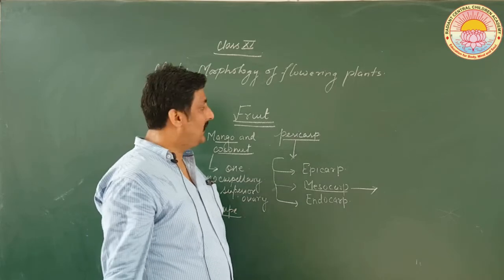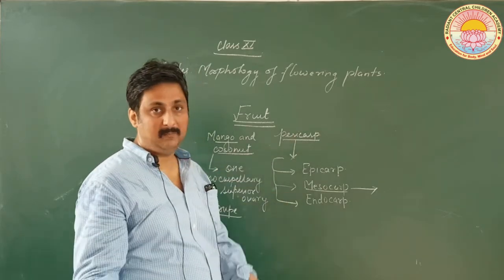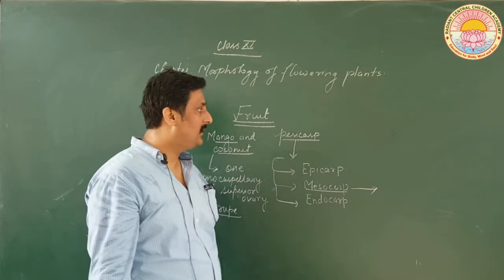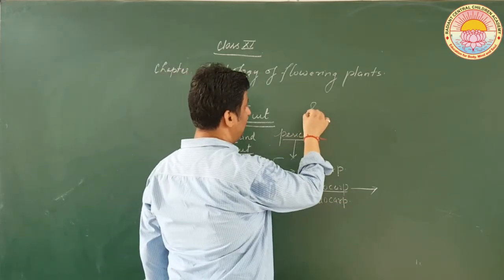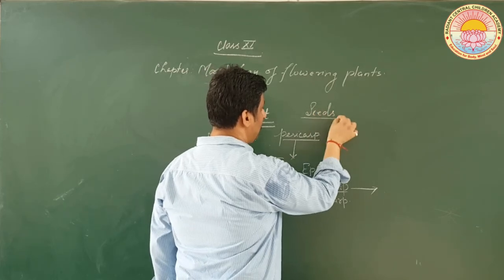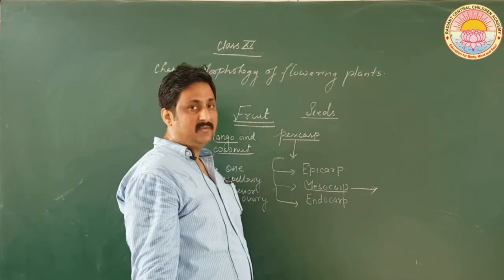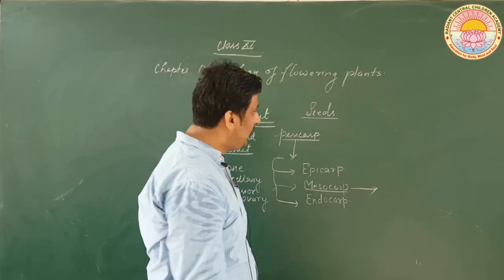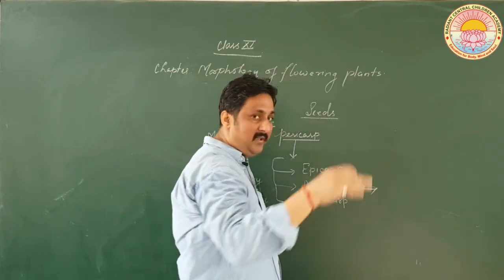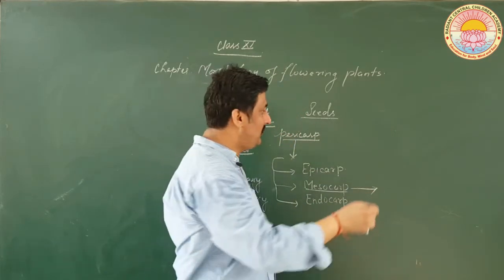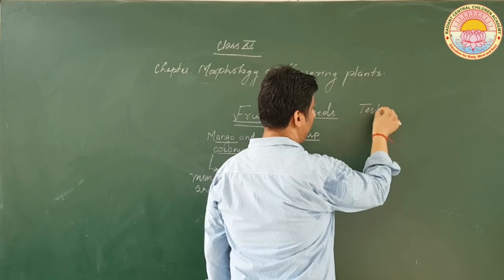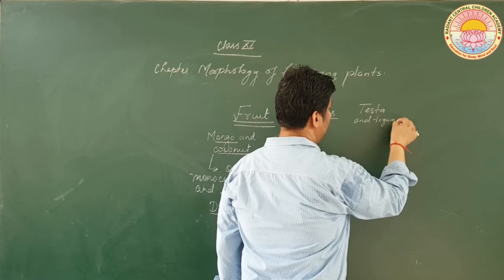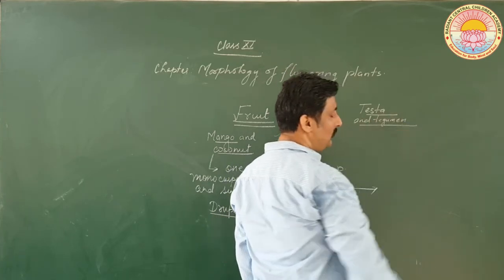Let us now talk about seed. As you know, we have already finished the part of fruit. We have already discussed the fruit which is given in NCERT. Now we will be discussing seeds. As you know, the ovules get converted into seed. The seed contains the outer testa and the inner tegument, that is the seed coat. Testa and tegument are the outer seed coats as such.